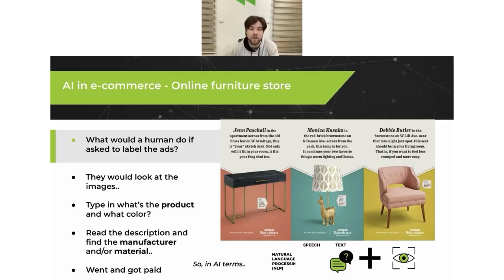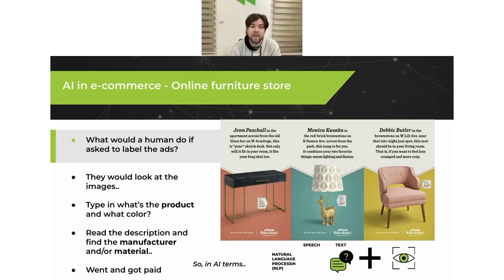learn from it. So in AI terms, what we have here is a combination of a computer vision problem and a natural language processing problem, because on one hand, we have these images that we need to analyze, and on the other, something maybe written in text. So we need a system that can handle both and then combine the outputs to provide the information that's needed, which is basically the product, the color, material, etc., everything that I mentioned earlier.